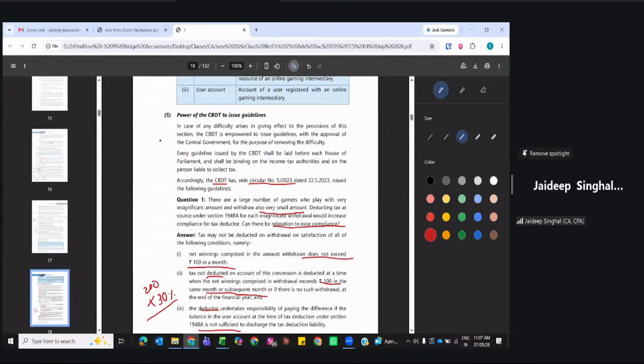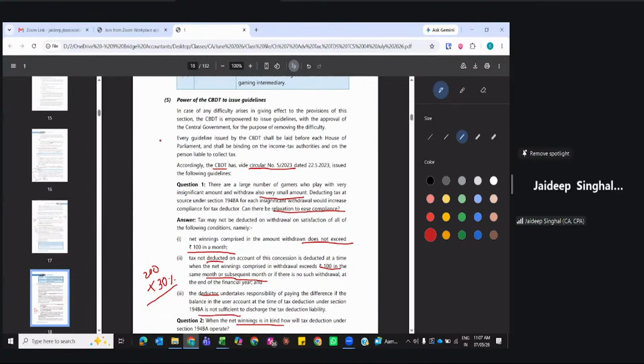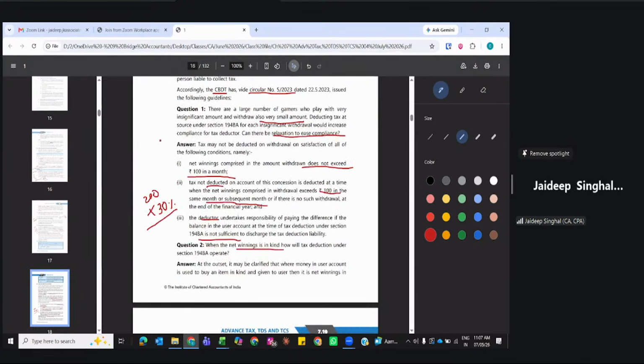Okay, if the per month winning is $100 in a month, TDS is not required to be deducted. But if it exceeds, then on the entire amount TDS is required to be deducted. Then the deductor has to ensure all these compliances are done.